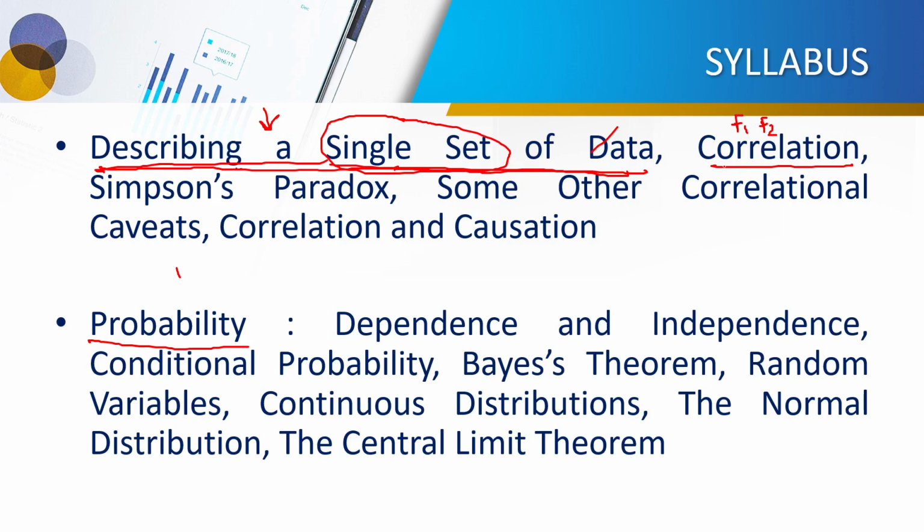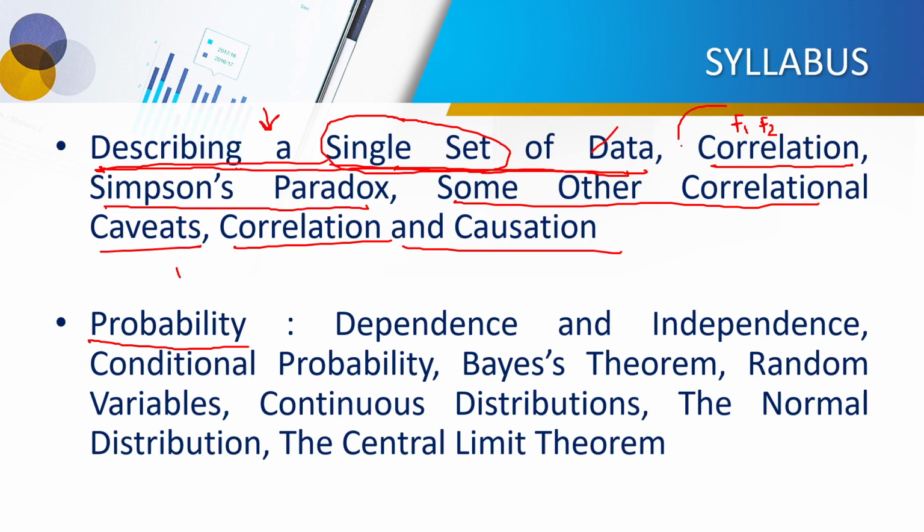In this lecture we have to talk about bivariate analysis. In that, the important concept is correlation. Then we have to see Simpson's paradox, then some other correlation caveats, and lastly correlation and causation. These are small parts, and correlation is the important concept we have to see today. Then in the next two hours we will complete our probability part.